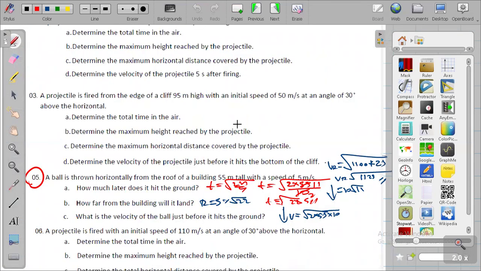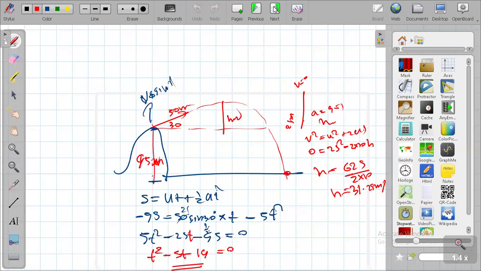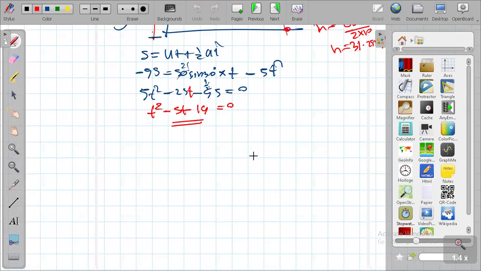Determine the horizontal distance covered by the projectile. When you get the value of t, imagine you get t for tx. So you have to find out the horizontal range. V horizontal multiplied by tx. So V horizontal is 50 cos 30 multiplied by this tx value. Very simple. Everything is in the similar manner. Okay.